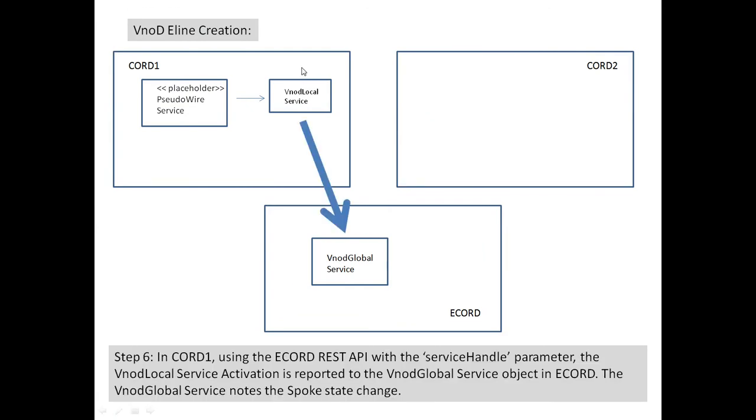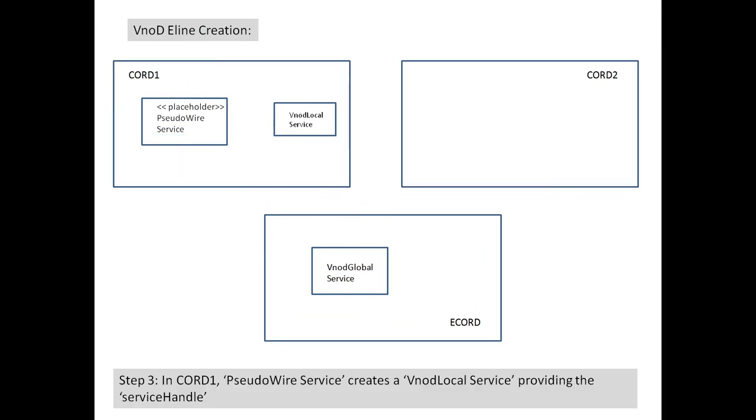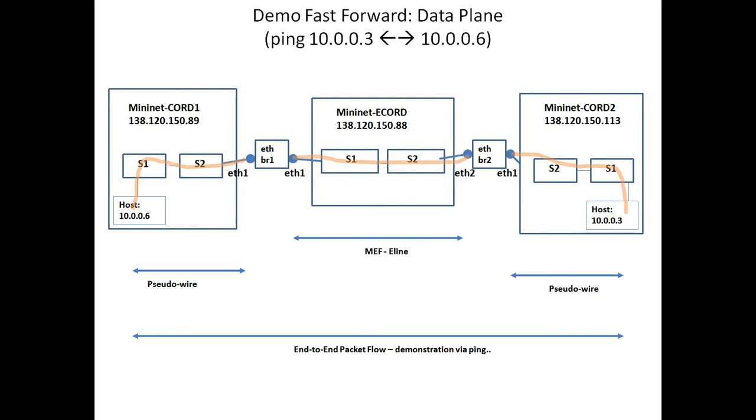So let's just zip back real fast before you end the demo to just say, where is it? Here we go, back to here. So that's what we just saw. Now we got this little crazy E-line squiggle, this orange squiggle here. We got the two Pseudowires in the end. We got our MEF E-line in the middle. We have ICMP traffic flowing end to end.